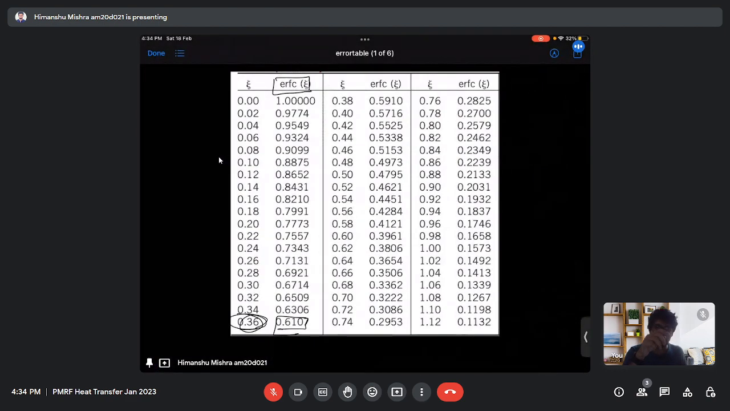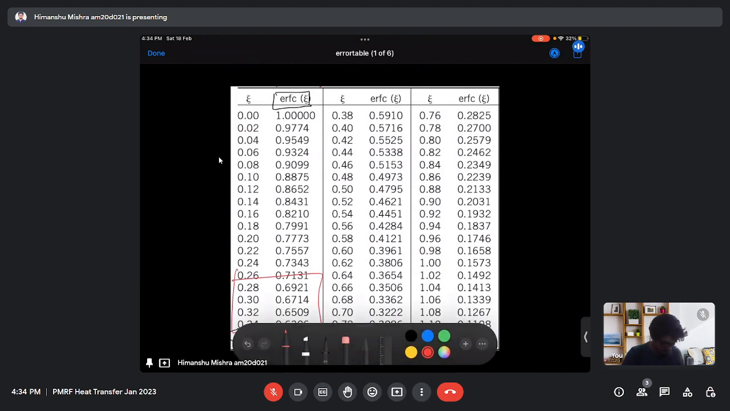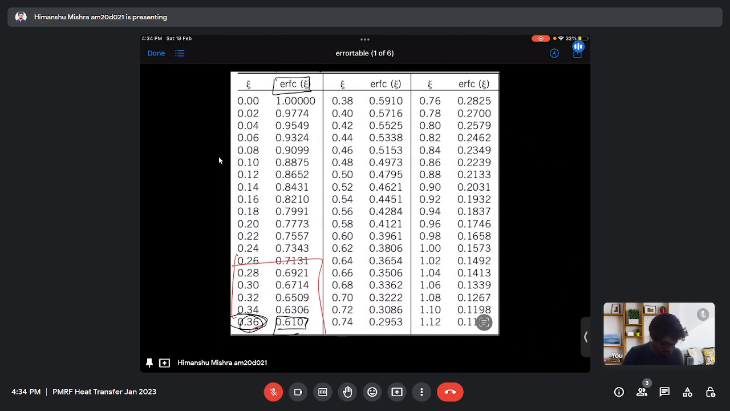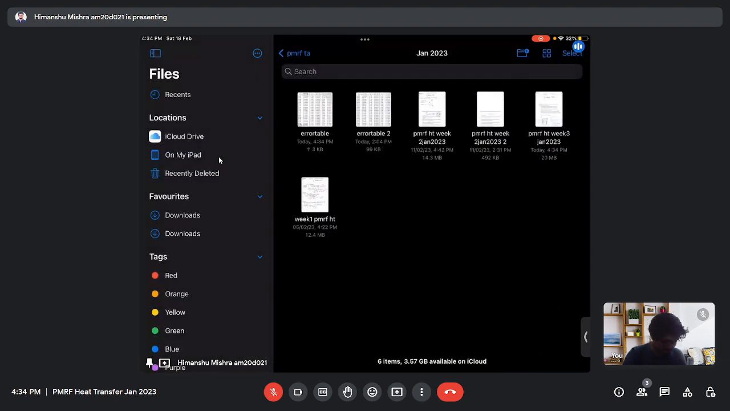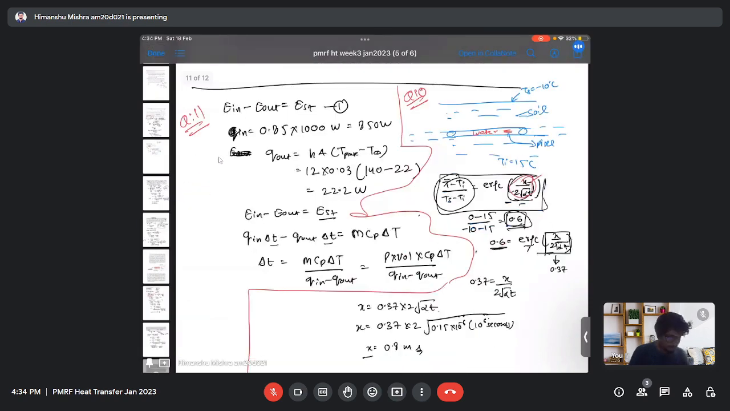Some chart like this they should be given. In competitive exams, they usually give 4 or 5 values of the error function, and from these 4 or 5 values you can easily figure out the expression of the error function based on whatever we have calculated. So we calculated 0.6 from the temperature, and we determined the value of the error function is 0.36 in this problem.